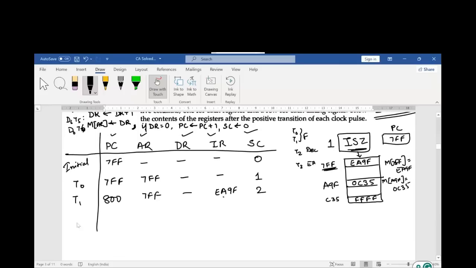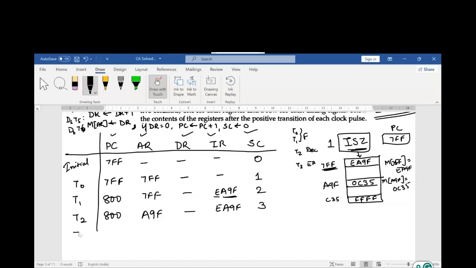Now tell me what happens in the decode phase. PC would remain as it is. The 0 to 11th bits of IR are transferred to AR. So what will AR have? A9F. DR we are not touching right now. This E is decoded and we came to know that we have to execute the ISZ instruction, and the instruction is an indirect memory addressing instruction. This takes place in decoding, but we are not asked to show anything over here. So IR is as it is and the sequence counter is set to 3.